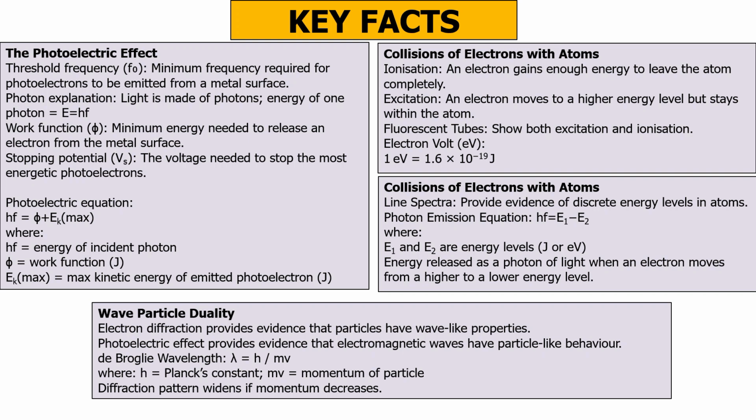For wave-particle duality, electron diffraction provides evidence that particles have wave-like properties. The photoelectric effect provides evidence that electromagnetic waves have particle-like properties. The de Broglie wavelength is lambda is equal to h over mv, where h is the Planck constant and mv is the momentum of the particle. The diffraction pattern produced will widen if the momentum of the particle decreases.